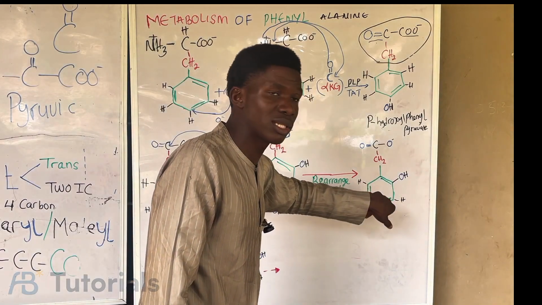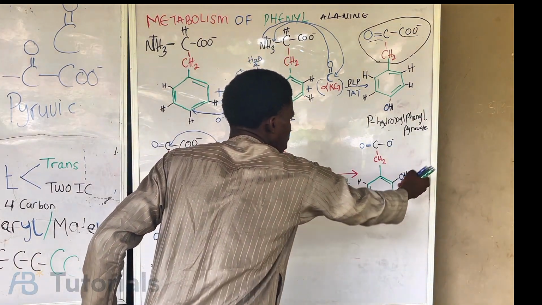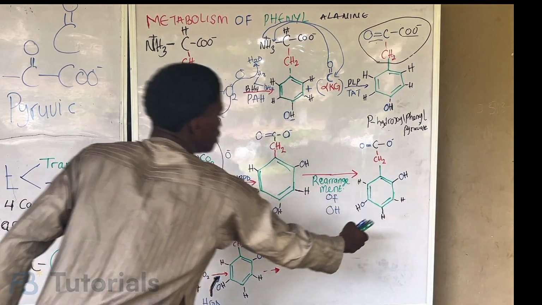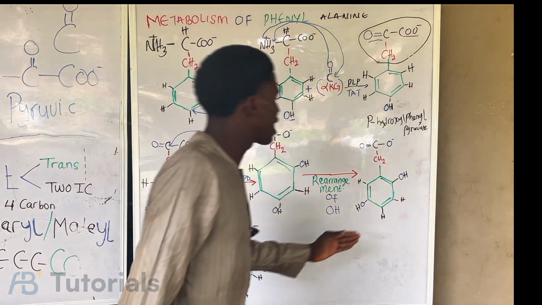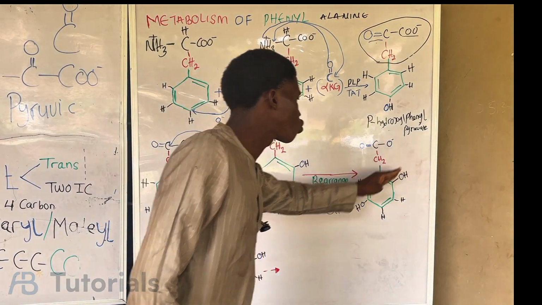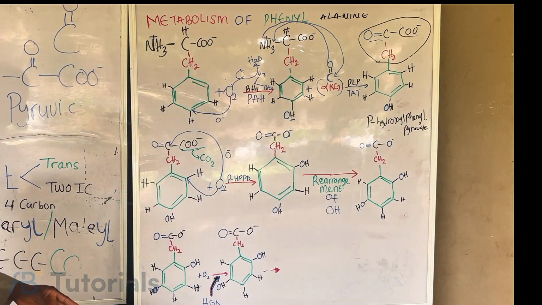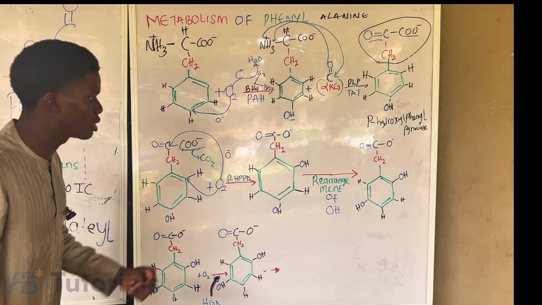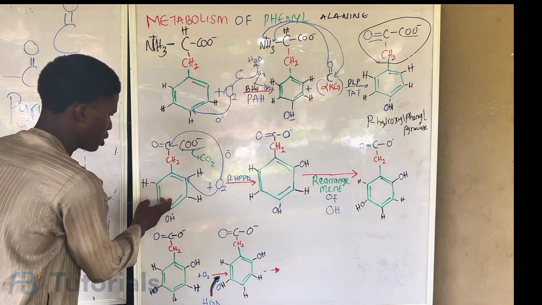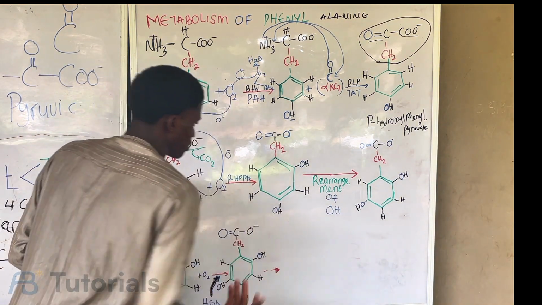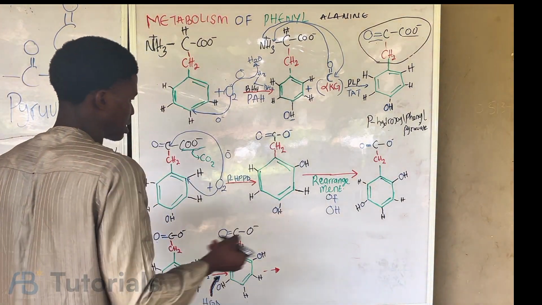So this is the homogentisic acid now. So I have OH pulling this ring here. I have another OH pulling this ring here. So it will now be easy for us to break the ring. I hope that is clear. So this thing still has the same name. So I just have to call it homogentisic acid.